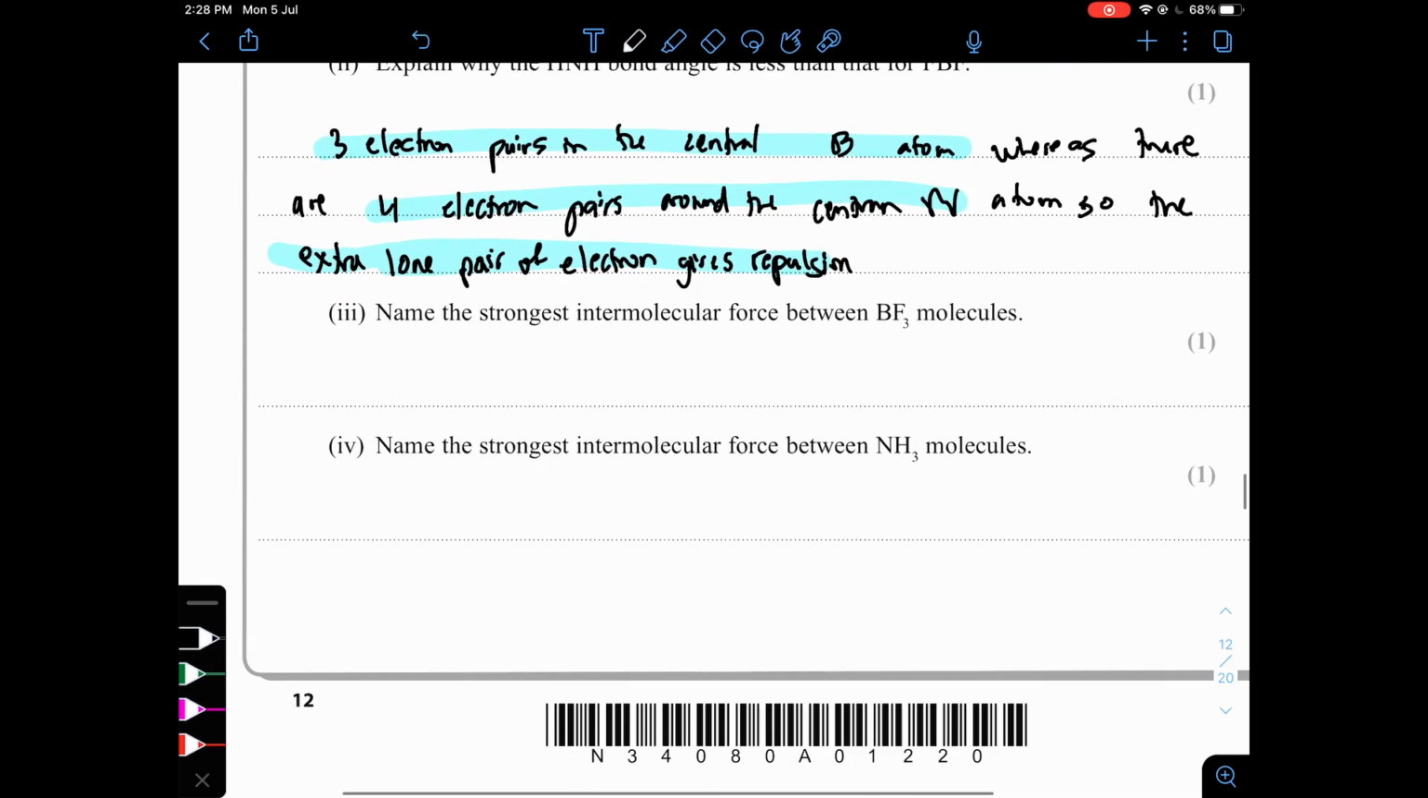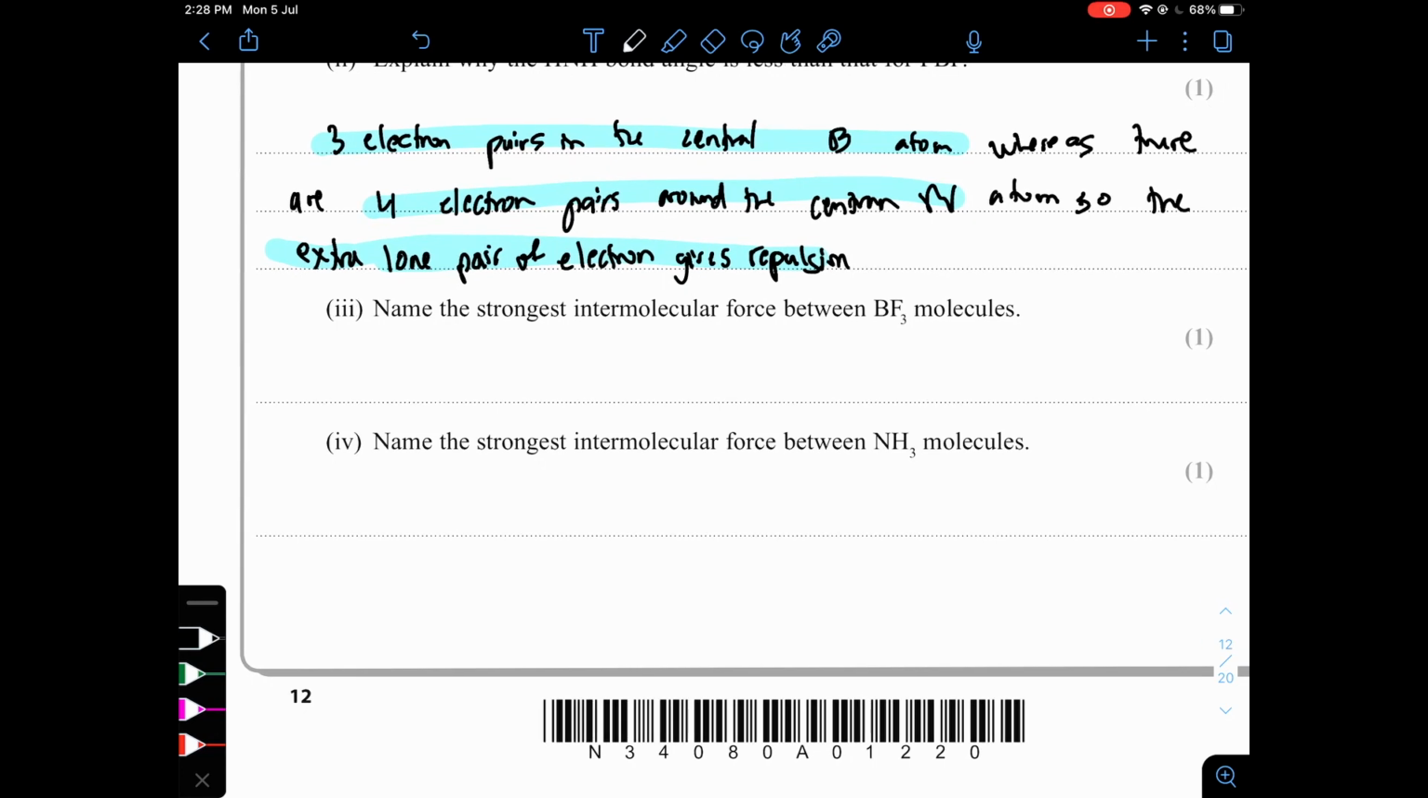Name the strongest intermolecular forces between BF3. Because this is trigonal planar, it's a non-polar molecule. So that means it only has London forces. What about the strongest IMF, or intermolecular force, between NH3? Because we have the H3, obviously this is hydrogen bonding. So our answer is London forces and hydrogen bonding.